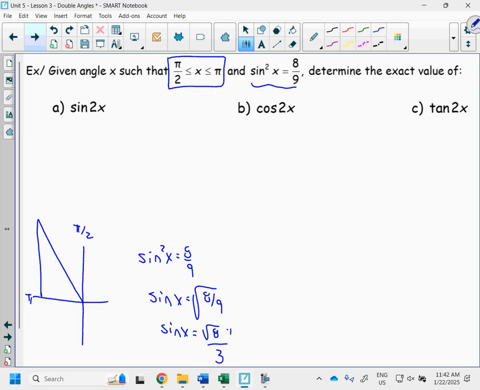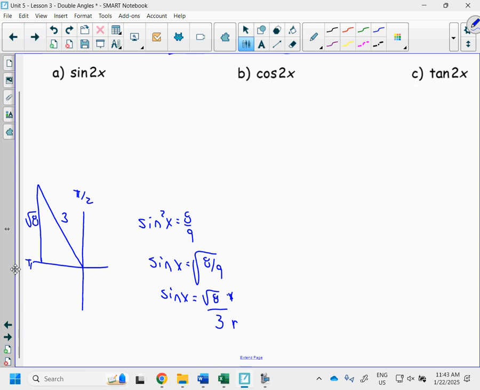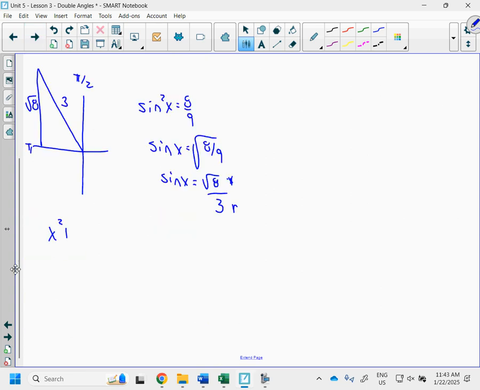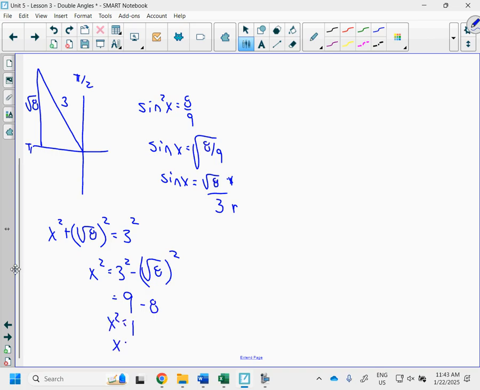Now I've got my y value and my r value. So root 8 is my y. R is 3. I'm missing the x, but we can do Pythagoras like we did before. So x squared plus root 8 squared equals 3 squared. How about 3 squared minus root 8 squared? 3 squared is 9. Root 8 squared is just 8. So how about 9 minus 8? Or in other words, 1. Square root that and you get 1. Or in this case, negative 1. So going to the left.